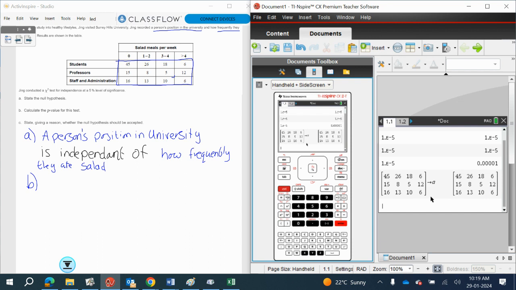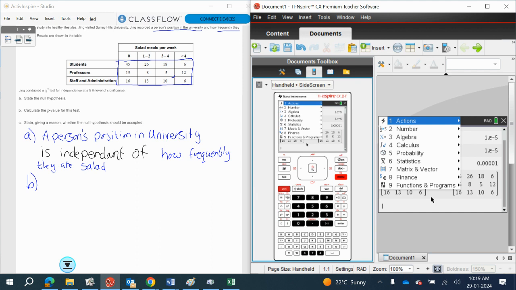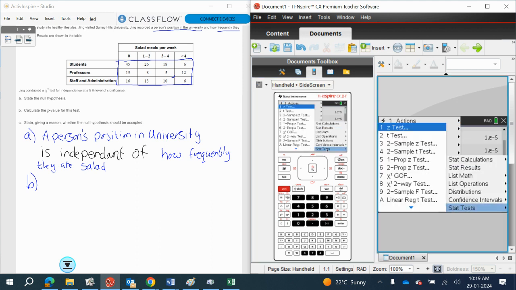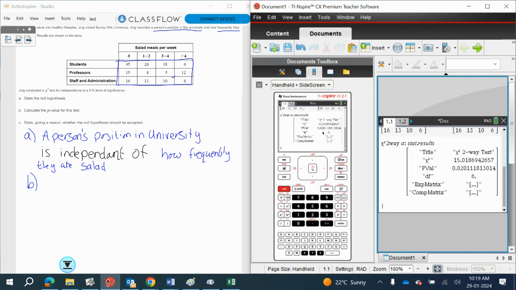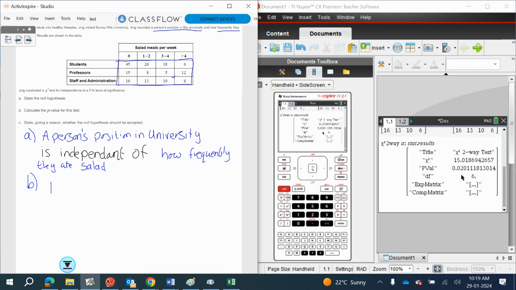We now need to do the chi-squared test. So we go Menu, Statistics, Stat Tests, chi-squared test, the two-way test for independence, number 8. We put the matrix in. We click OK and we get our answers. So we're asked to calculate the p-value. The p-value is equal to 0.0201. Three significant figures always. It's less than 0.0201.